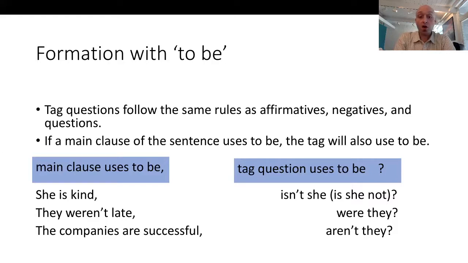If a main clause of the sentence uses to be, then the tag will also use to be. She is kind, isn't she? They weren't late, were they? The companies are successful, aren't they? Okay, so they mirror each other. If the main clause uses to be, the tag question will also.